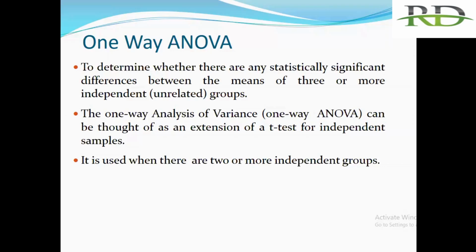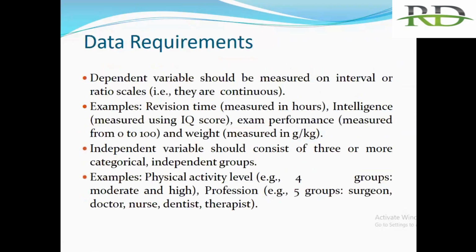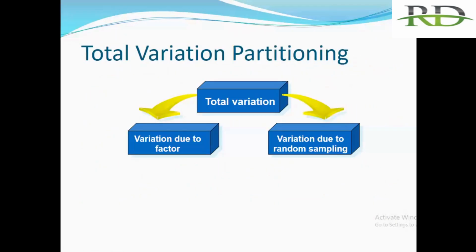Is this clear? Yes, ma'am. It's a very, very significant question, I must say. And the answer to this question will be clear from this figure. This is what ANOVA does. It tries to partition your variation into 2 major parts. One is due to the factor that you are studying, and the other is just random, error, chance, and so on.